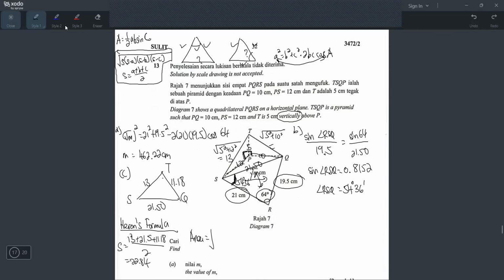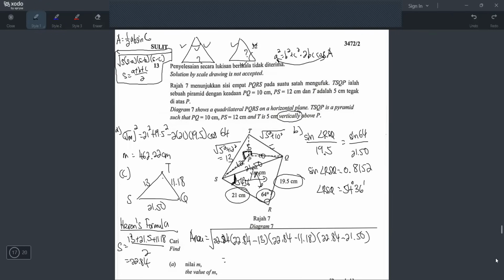It will be square root. Okay, let's draw a very long line here. It'll be until like this, right? And the formula is what? S bracket S minus A, S minus B, S minus C. So what is the S? 22.84. And then bracket 22.84 minus any side, right? So let's say minus 13, and then bracket 22.84 minus 11.18, and then bracket again 22.84 minus 21.50. It means every side has to be subtracted once. Every side has to be subtracted one time. Okay, doesn't matter which one you subtract first. What's important is that all are subtracted once.